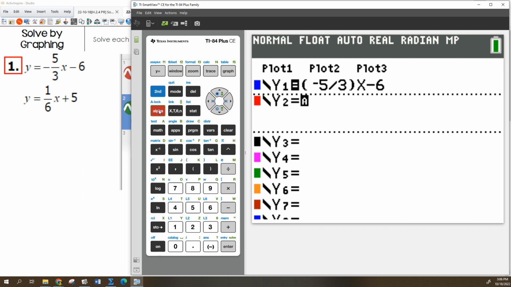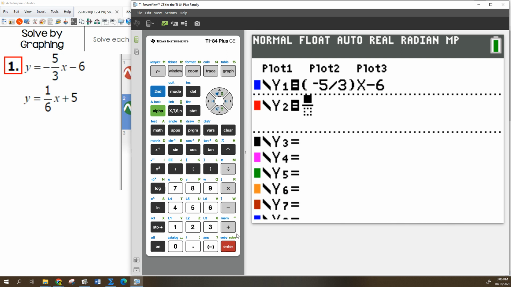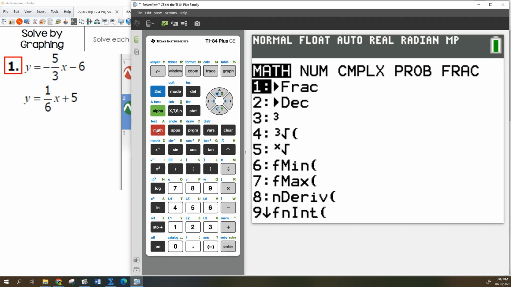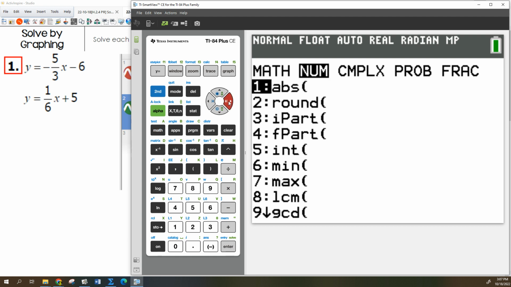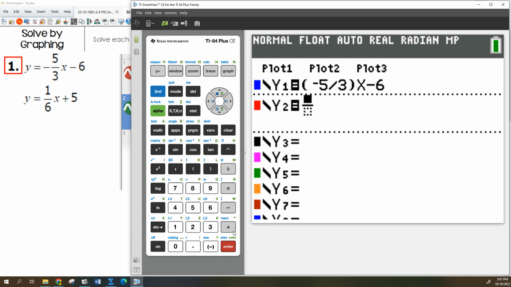You could do alpha F1 and go to the fraction menu and just choose the first option. Or you could go to the math screen and scoot over to the number menu and just go all the way up to the very bottom. So just like if you go up, it'll take you to the bottom of the list and you'll keep working up and choose that option. Whichever way you choose, there's my fraction template.